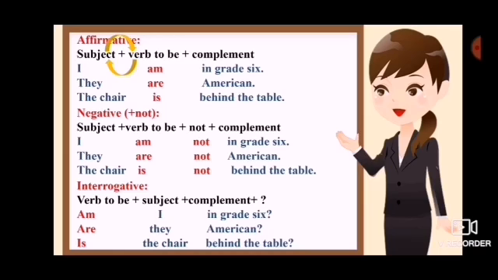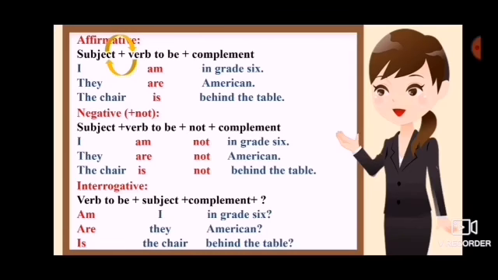So the first example was I am in grade 6 in the affirmative form. It becomes am I in grade 6? So we inverted the subject with the verb to be, and it becomes an interrogative sentence. It becomes a question. Am I in grade 6? The second example, are they American? The third example, is the chair behind the table? So when we want to make an interrogative sentence, we invert the subject with the verb to be, and don't forget to write a question mark at the end of the sentence.